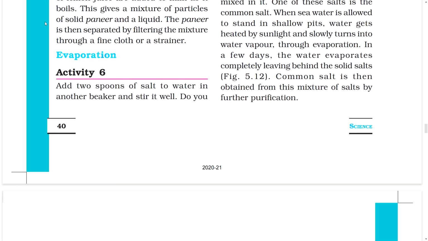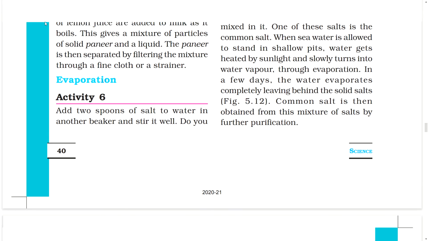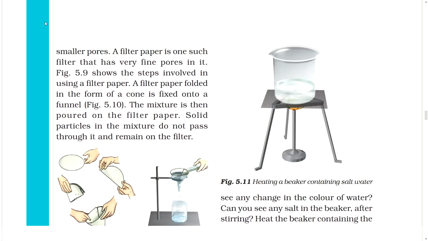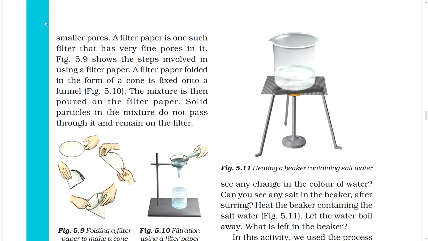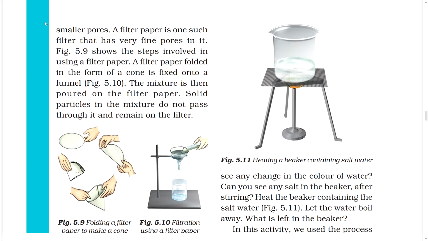Evaporation. Activity 6. Do this. Add 2 spoons of salt to water in another beaker and stir it well. Heating a beaker containing salt water. Do you see any change in the color of water? Can you see any salt in the beaker after stirring? Heat the beaker containing the salt water. Let the water boil away. What is left in the beaker?